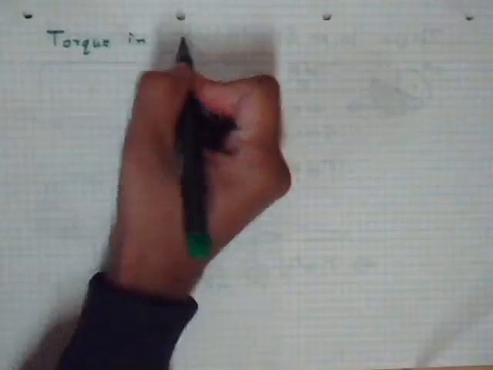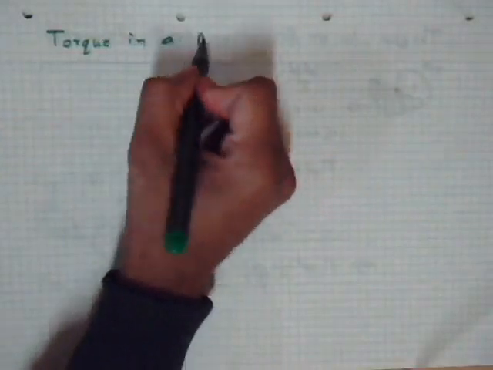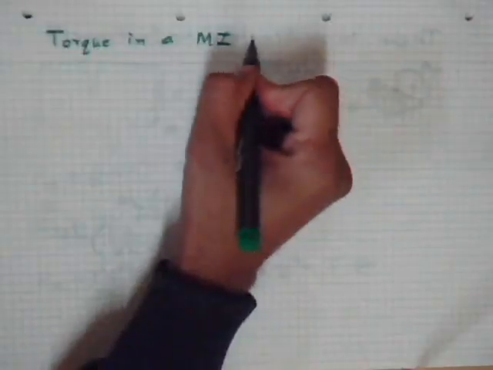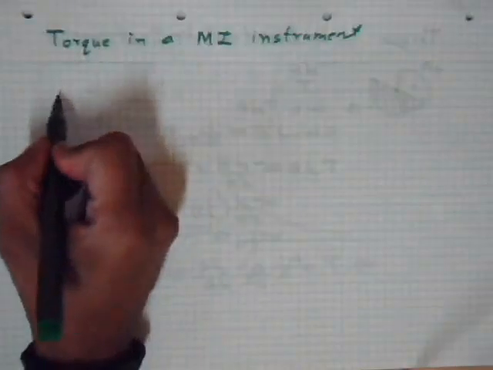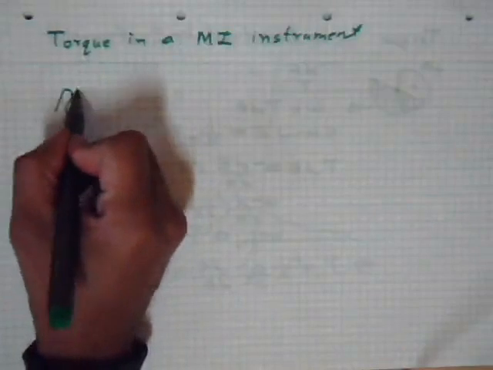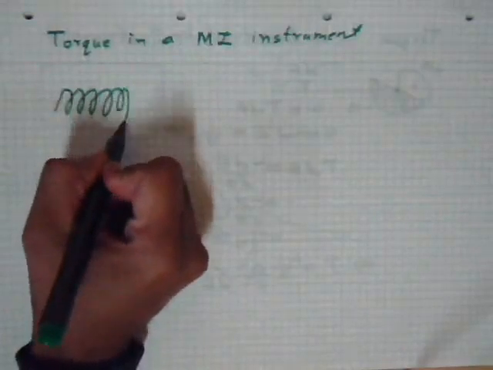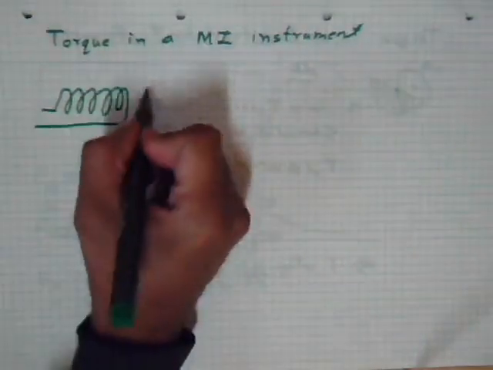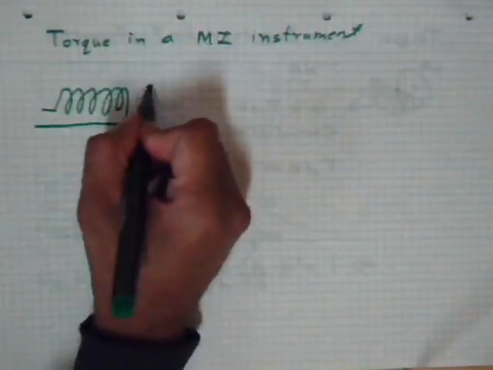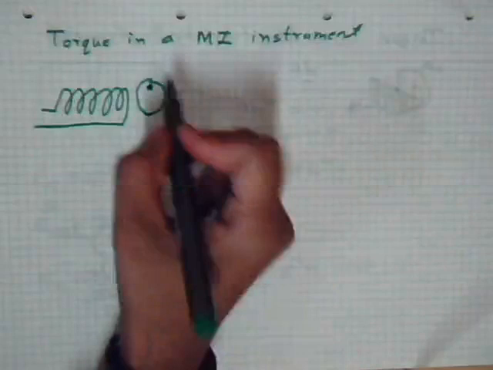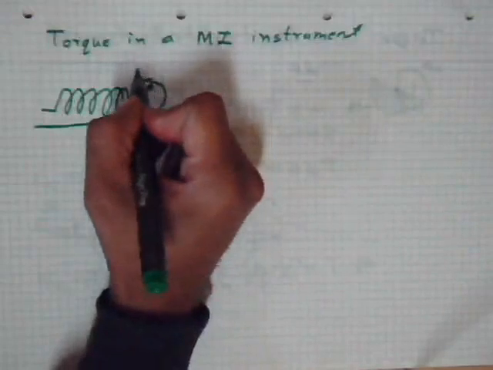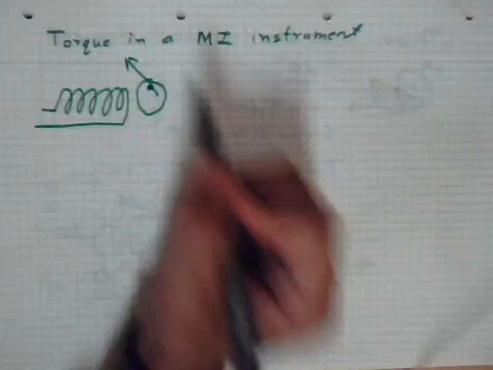In this video, we are going to derive the torque in a moving iron instrument. So what do you have in a moving iron instrument? You have a coil, and there is a soft iron piece pivoted at this point with an indicator attached to it like this.